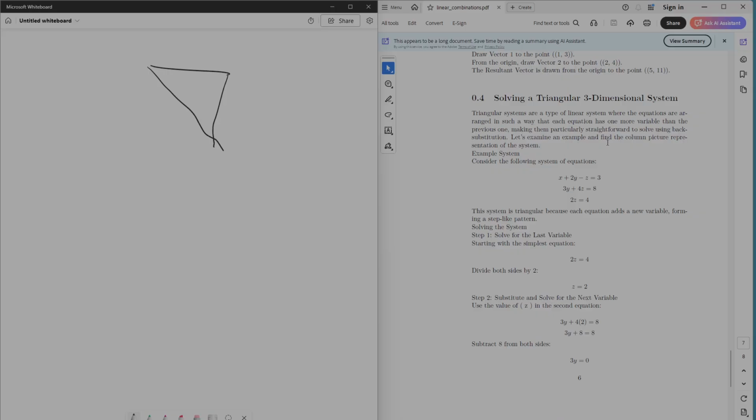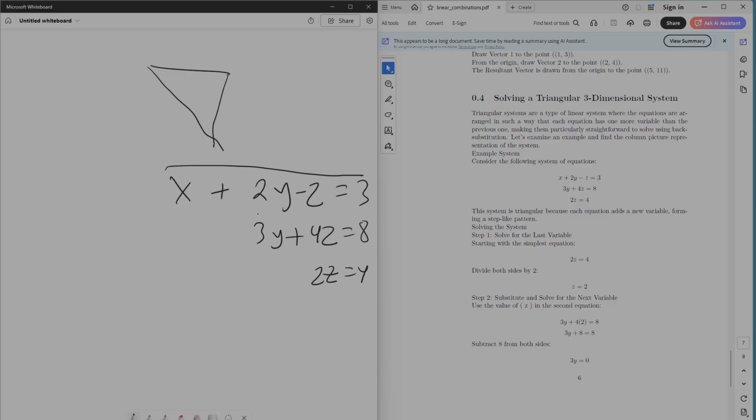Let's examine an example and find a column picture representation of the system. Triangular systems are particularly straightforward to solve using back substitution. This system is triangular because each equation adds a new variable, forming a step-like pattern. As you can see here, x plus 2y minus z equals 3, 3y plus 4z equals 8, and 2z equals 4. So you can see the triangular, step-like shape.